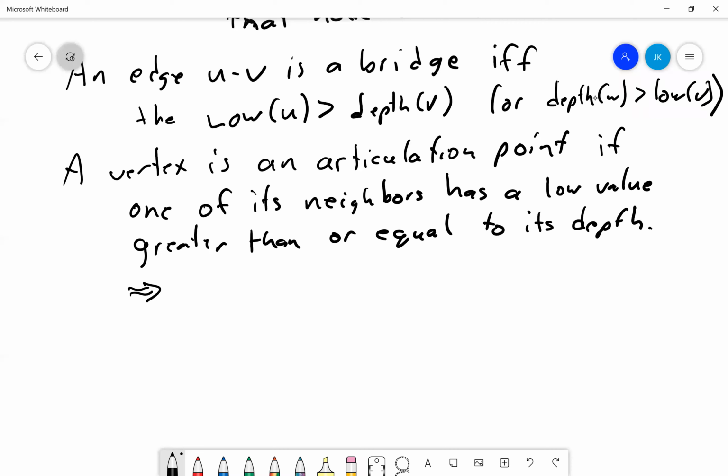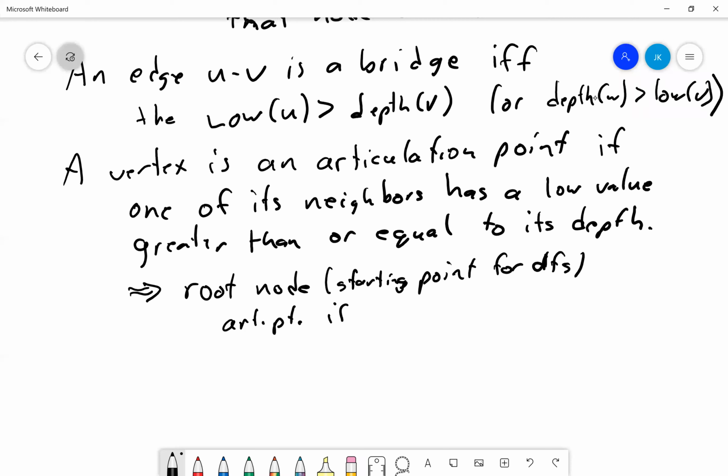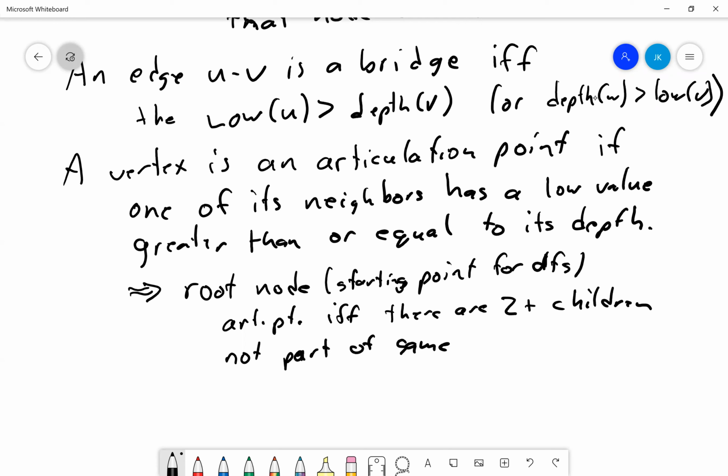And I should mention that there's also a special case. The root node has to be handled a little bit differently for an articulation point. The root node is just whatever you pick as the root, your starting point for the DFS. You don't have to have been told what the root is going to be ahead of time. This is an articulation point if and only if there are two children that are not part of the same branch.